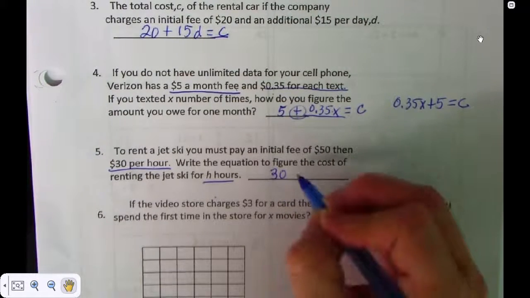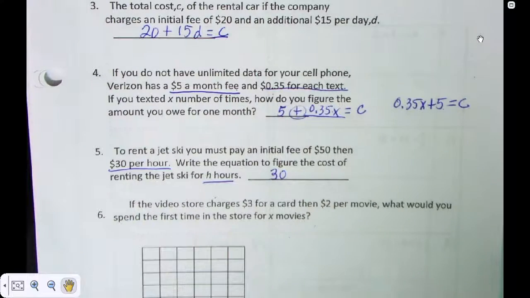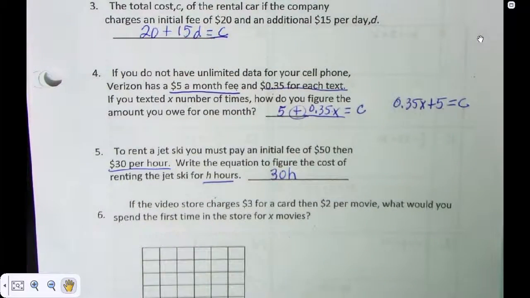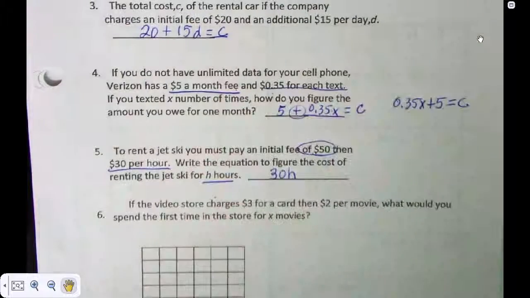30. Let's say you rented it for 2 hours. What would you do with the 30? 30 plus 2 or times 2 or subtract 2? Yes. So it would be times H. Good. So 30 times H gives you how much you're going to pay for the hours. But they're going to make you pay an initial fee of 50. So what are we going to do with that 50?